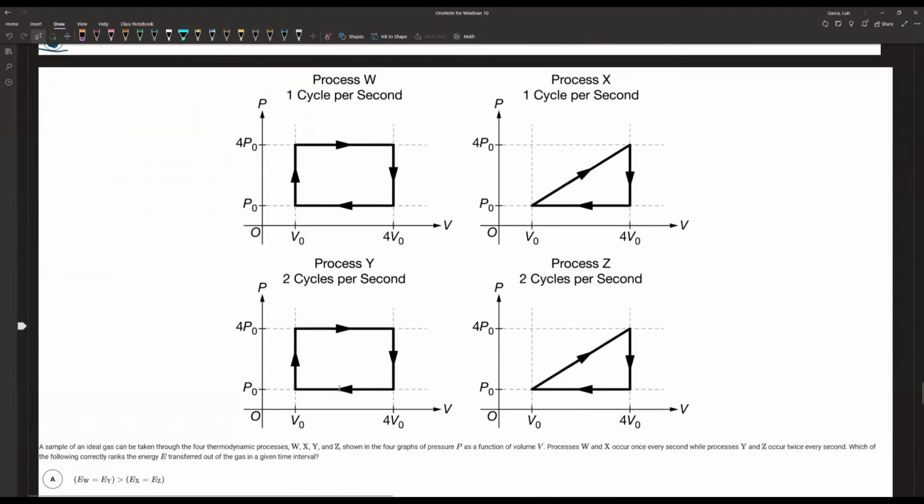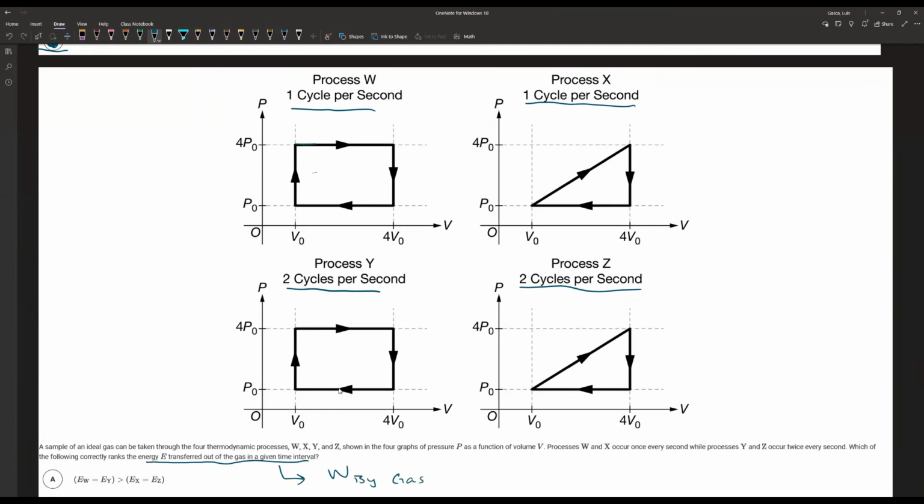Okay, so we have on this question 4 different cycles: process W, X, Y, and Z. The ones on the top occur at 1 cycle per second, and the ones on the bottom occur at twice the rate, 2 cycles per second. The ones on the left are rectangular cycles, while the ones on the right are triangular cycles. And so the question is, which of the following correctly ranks the energy transferred out of the gas in a given time interval? So here they're looking for the work done by the gas.